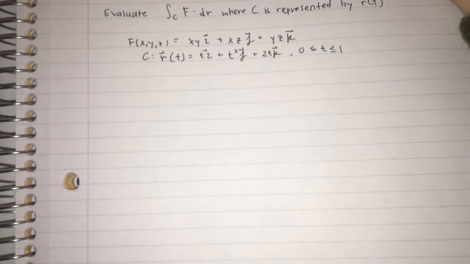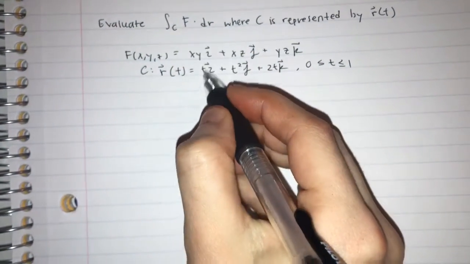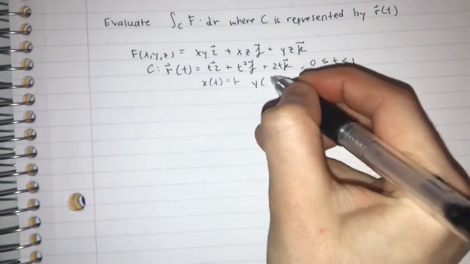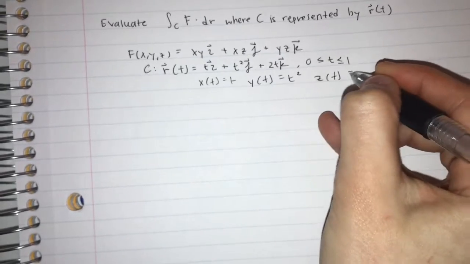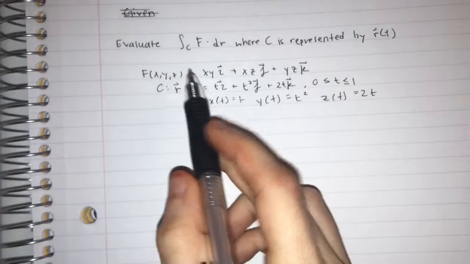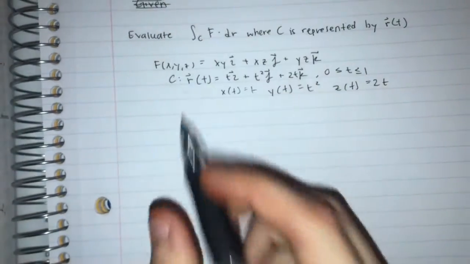So given the curve, x of t would be represented by t, y of t would be represented by t squared, and z of t would be represented by 2t. So this can be substituted into the vector field.